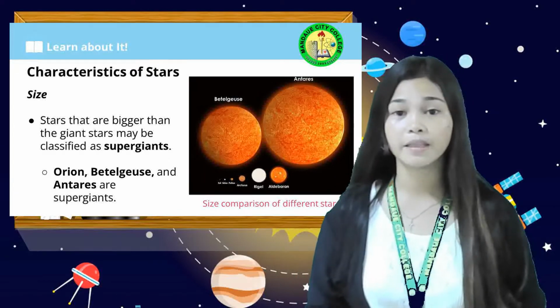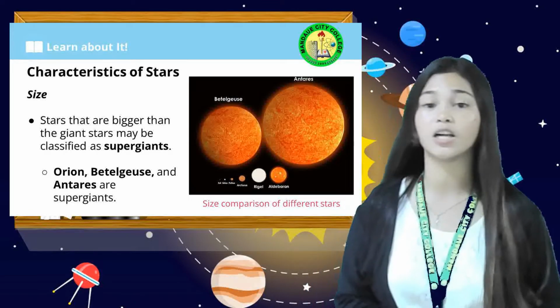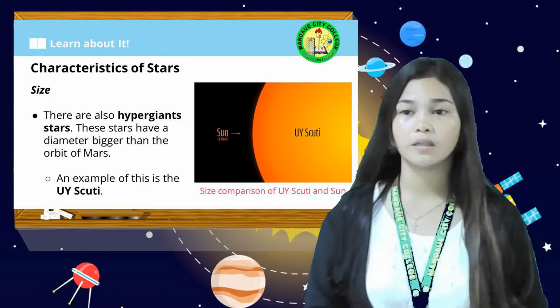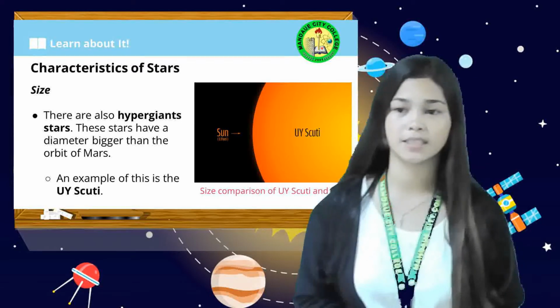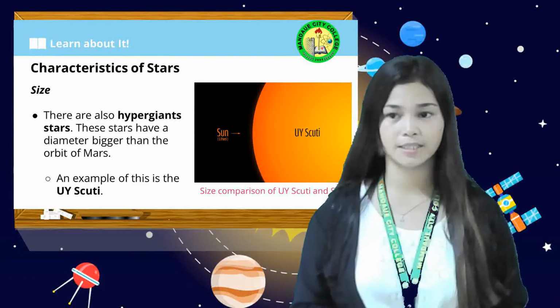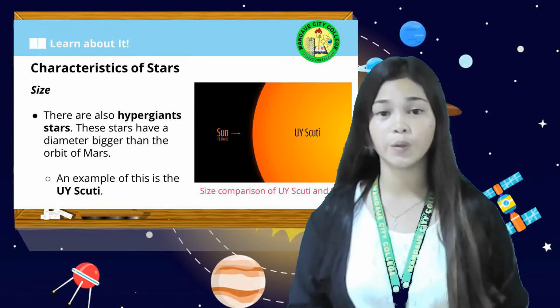Like Orion, Betelgeuse and Antares are supergiants. So there are also hypergiant stars. These stars have a diameter bigger than the orbit of Mars. An example of this is UY Scuti.